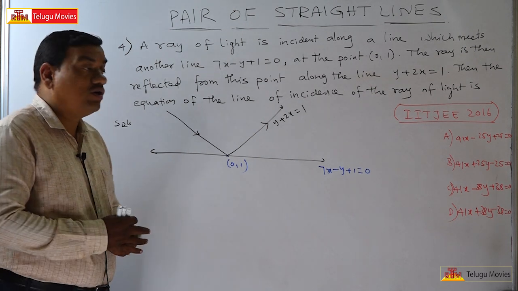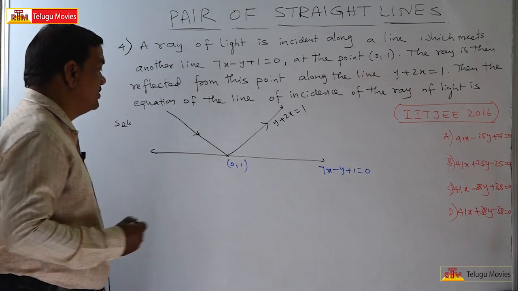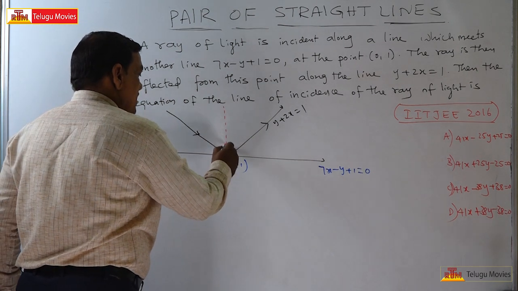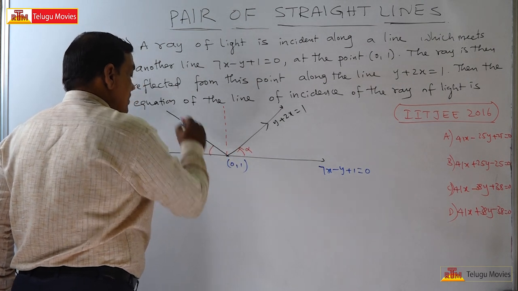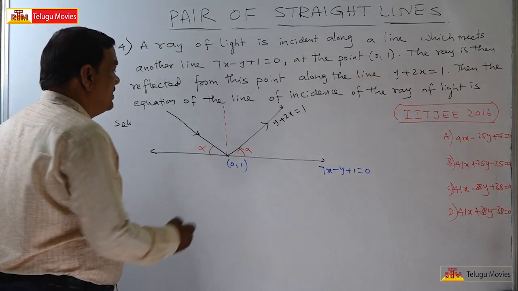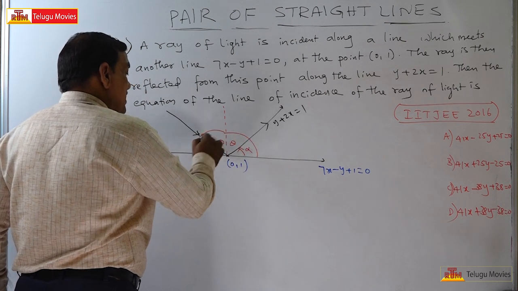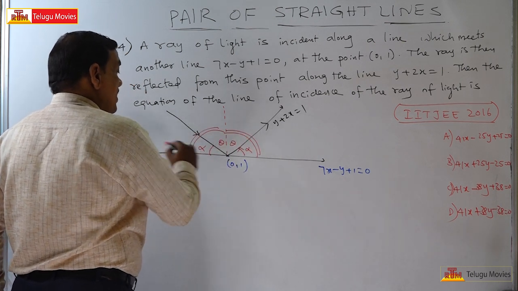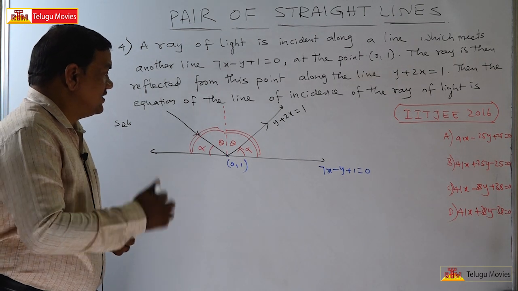How to find the slope is a very easy concept, everybody knows this. If you draw a line here, if this angle is alpha and this is also alpha, the angle of incidence is equal to the angle of reflection. That means here it is also theta, it is also theta. On the whole, this angle and this angle are both equal.